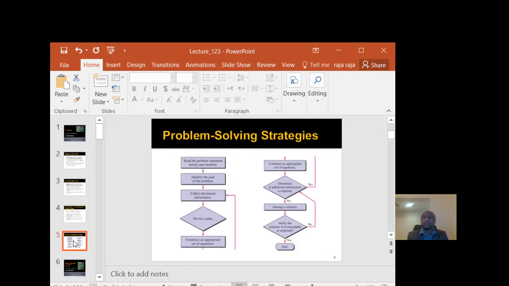The next one is problem solving strategies. This is a very important flow chart for all problems, not only electric circuits, after you graduate and, inshallah, become an engineer.